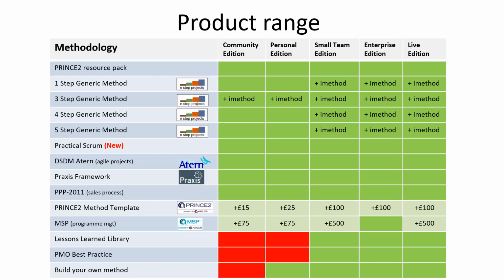We have a couple of agile methods. We have the new practical Scrum method, and we have DSDM Atern. We have the Praxis Framework, currently one version of the Praxis Framework, one interpretation of it for small, low complexity projects. We also have a method for supporting sales process, that's the PPP method. And then we have some methods which are used on our multi-user platforms for supporting PMO type activities like lessons learned best practice and PMO best practice. And then finally there is the MSP, Program Management Method. Again, it's royalty material. We include that for free with Enterprise Edition, but on our other platforms you do need to pay for that if you want to use it.